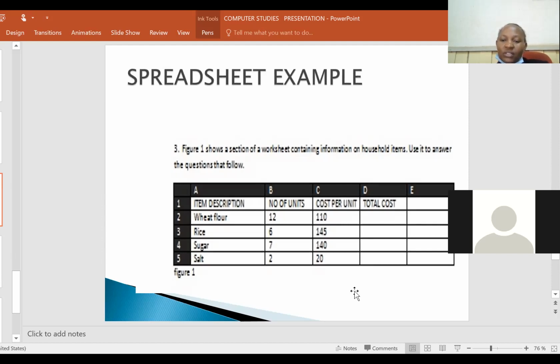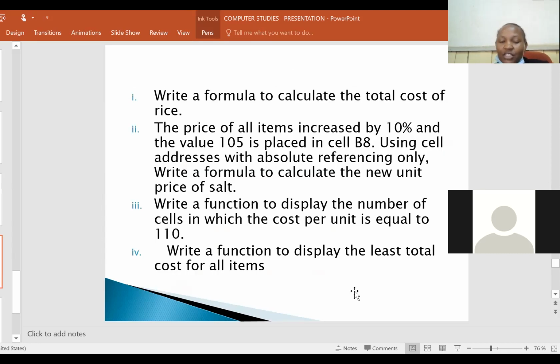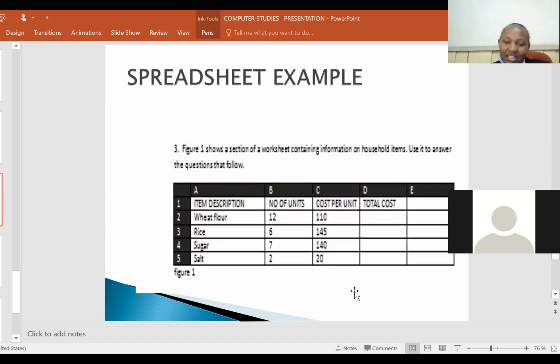How do you get the total cost? Know that the total cost is the number of units multiplied by the cost per unit. The number of units for rice is in cell B3, and the cost per unit of rice is in cell C3. The question is to write a formula. In this case, you can have a formula or you can have a function, because a function is also a formula.